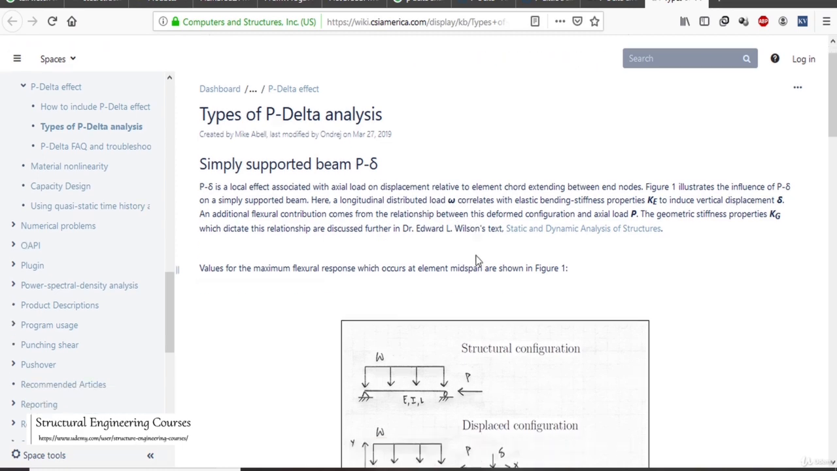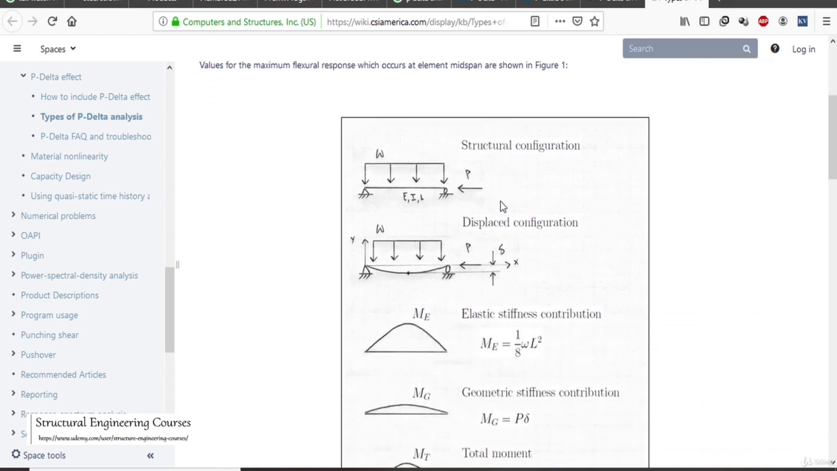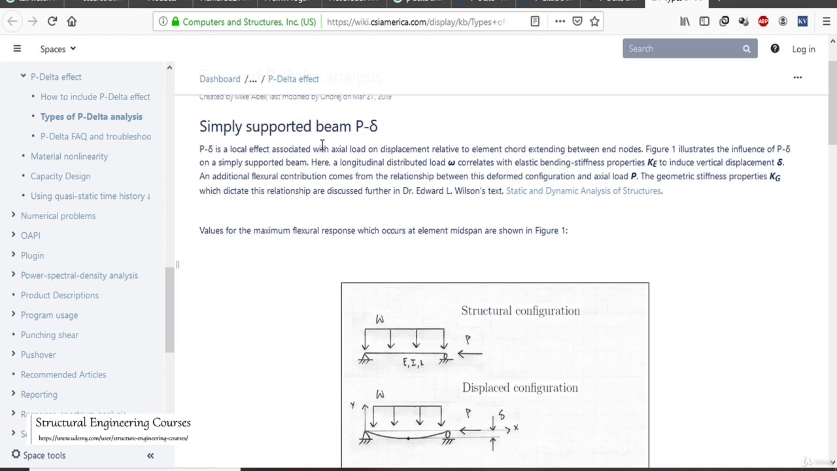The simple thing I explained is written here in somewhat complicated language. It says P delta is a local effect associated with the axial load, that is this P, on displacement, that is this delta, relative to the element chord, that is this particular line extending between the end nodes, these two end nodes. Figure 1 explains the influence of P delta on a simply supported beam. Here a longitudinal distributed load W correlates with elastic bending stiffness properties KE to induce vertical displacement delta. An additional flexural contribution comes from the relationship between this deformed configuration and axial load P. The geometric stiffness properties KG, which dictate this, are further discussed in this book.